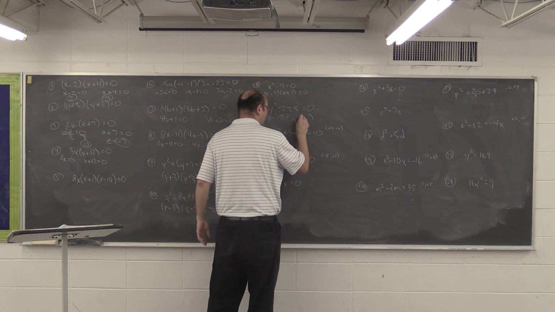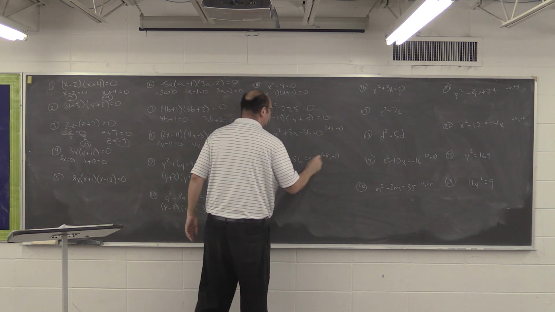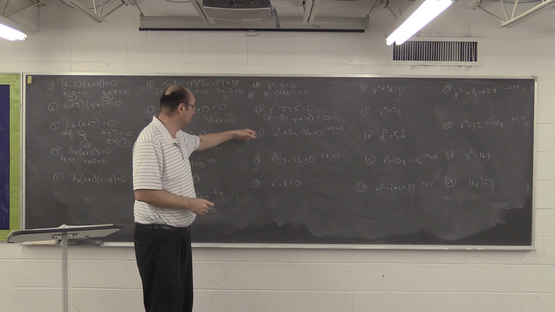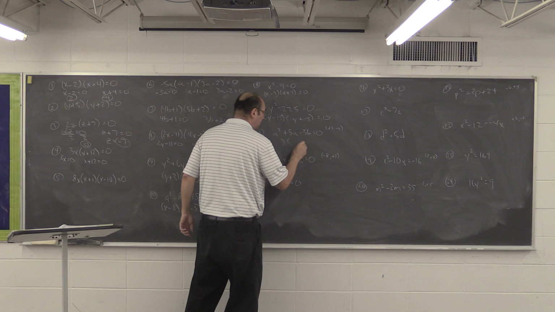Y plus 15, y minus 15 equal to 0. And go ahead and set each one equal to 0. Give me the two answers. 13 needs to be factored, all right?